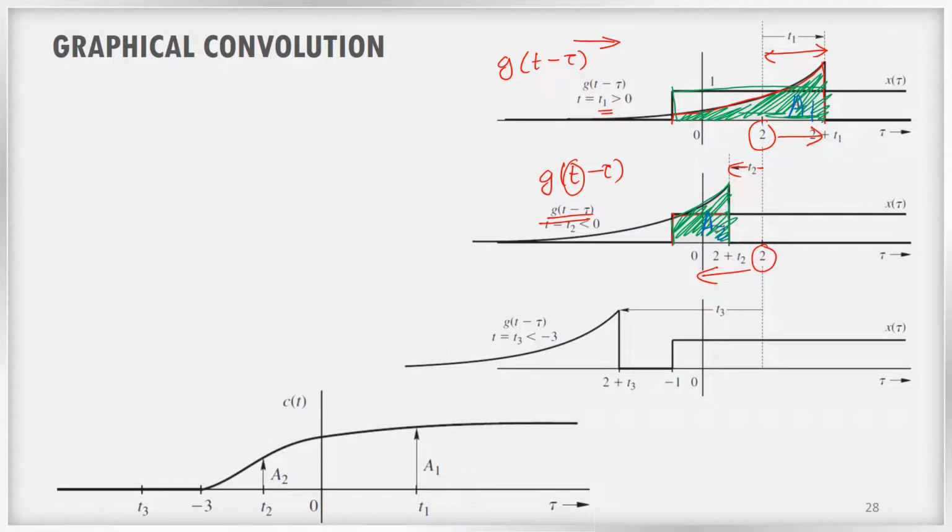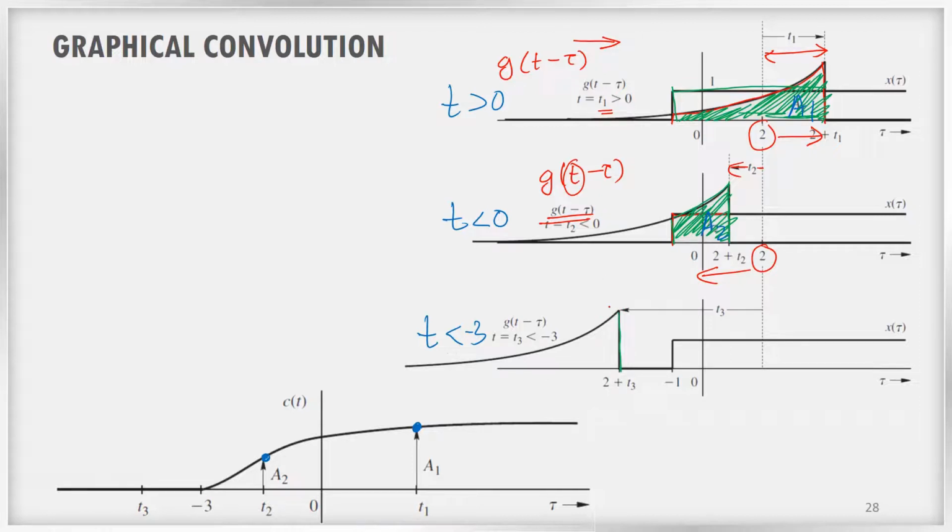And I will be marking all these areas on a graph. For example, this is A1, this is A2, this is A1, this is A2 for two different times t. In the first case, time t was greater than 0. In the second case, time t was less than 0. Now I am going to take another case of time t which is less than minus 3.